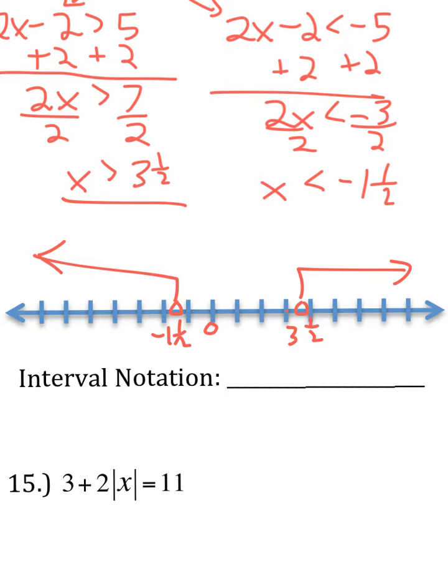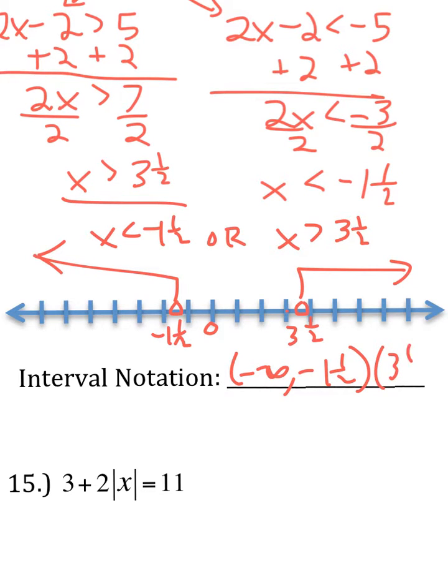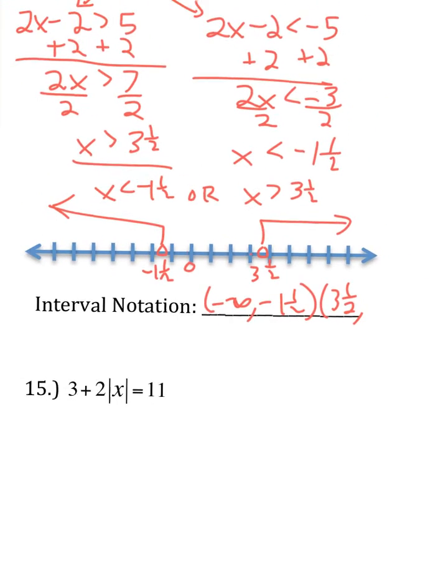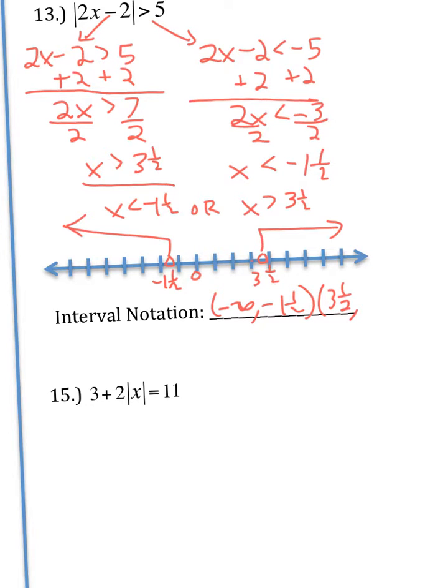So am I dealing with an or an and problem? I am dealing with an or. So really, X is less than negative 1.5, or X is greater than 3.5. They can't solve both at the same time. It's an or. Two different intervals. So that means I'm going to have two different intervals of notation. Negative infinity to negative 1.5. 3.5 to infinity.